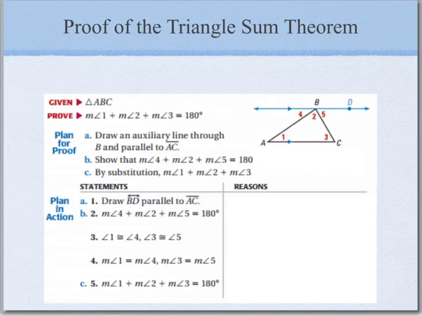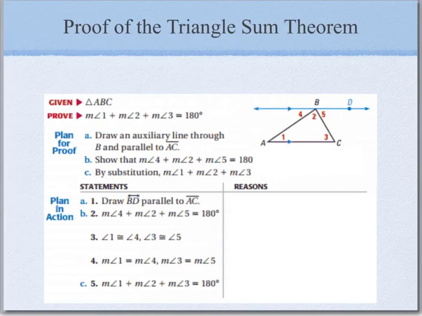Okay. So we draw the parallel line. We know there's only one thanks to the parallel postulate. We know that the measure of angle 2 plus the measure of angle 4 plus the measure of angle 5 is 180 degrees. We know that 1 is congruent to 4 and 3 is congruent to 5. Okay? And we know because they're congruent to each other, their measures have to be equal. And we're going to substitute.